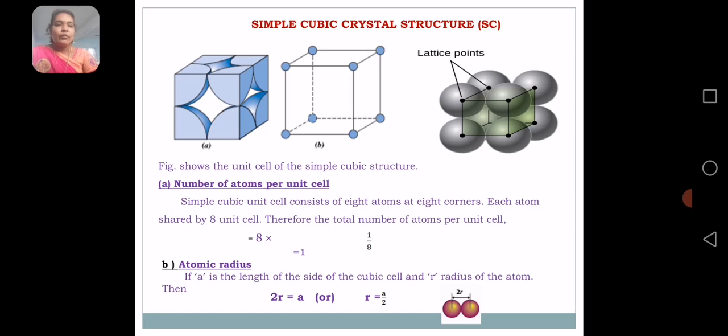If A is the length of the side of the cubic cell, because it is a cube, all the sides are equal. We consider A as the length of the side of the cubic cell and R as the radius of the atom. So we find the nearest neighbor distance 2R. 2R is equal to A. We want R. So R is equal to A by 2.